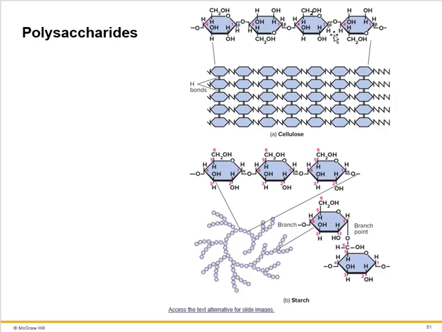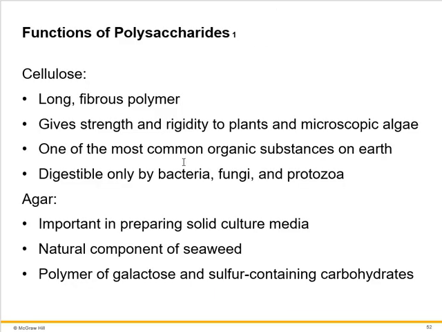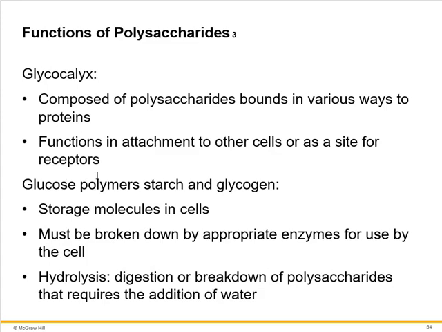So here are the polysaccharides. You can have cellulose, which is in lots of repeating chains, a very strong structure, and then branching chains instead of parallel chains, that's the starch. And again, they have lots of different functions. But cellulose gives strength and rigidity to plants and microscopic algae, so that's in the cell wall of plants and microscopic algae. And it's digestible only by bacteria, fungi, and certain protozoa.